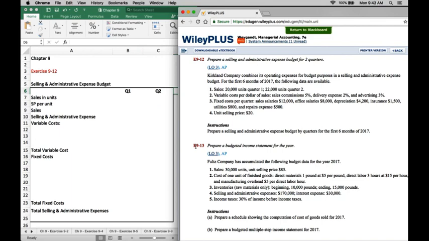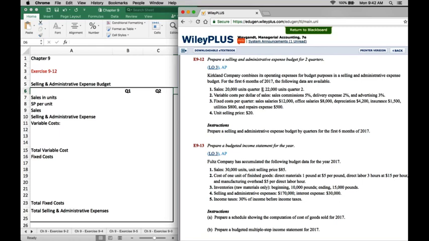Let's take a look at exercise 9-12, and in this case you will notice I have kept my textbook and the Excel file open at the same time, simply because there's a lot of information and it's easy for me to show both at the same time. We're working on a selling and administrative expense budget. This is an overhead budget. They combine operating expenses for budgeting purposes in the selling and administrative expense budget.